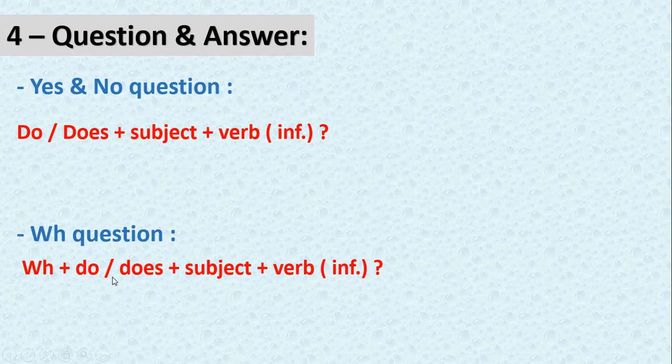WH, then we add do or does, and then we have the subject and the verb in the infinitive form. Like, for example, where does he live? Where does he work? Where do you work? Like that. So we add WH, and then do or does, and then the subject and the verb in the infinitive form. Okay, so that's about how to ask a question, and how we can answer the two different questions, yes or no question, or WH question, right?